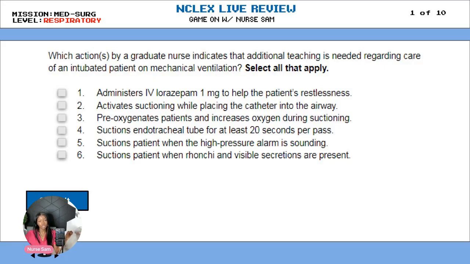4, suctions endotracheal tube for at least 20 seconds per pass. 5, suctions patient when the high pressure alarm is sounding. And then 6, suctions patient when rhonchi and visible secretions are present.